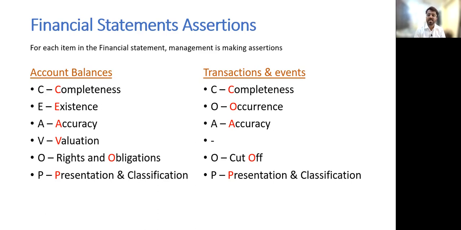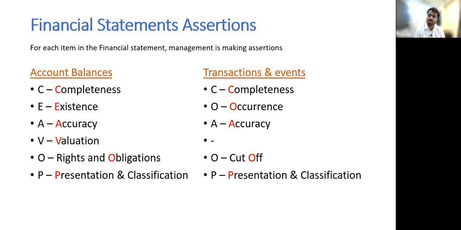And last, presentation and classification. Again, this also we know. For example, we have a format of P&L, right? Sales minus cost of sales, you get gross profit. Then you reduce selling, general and administrative expenses. Then you get net profit before interest and taxes. Then you reduce finance cost and taxes. Then you get net profit. So we have a specific format of P&L.